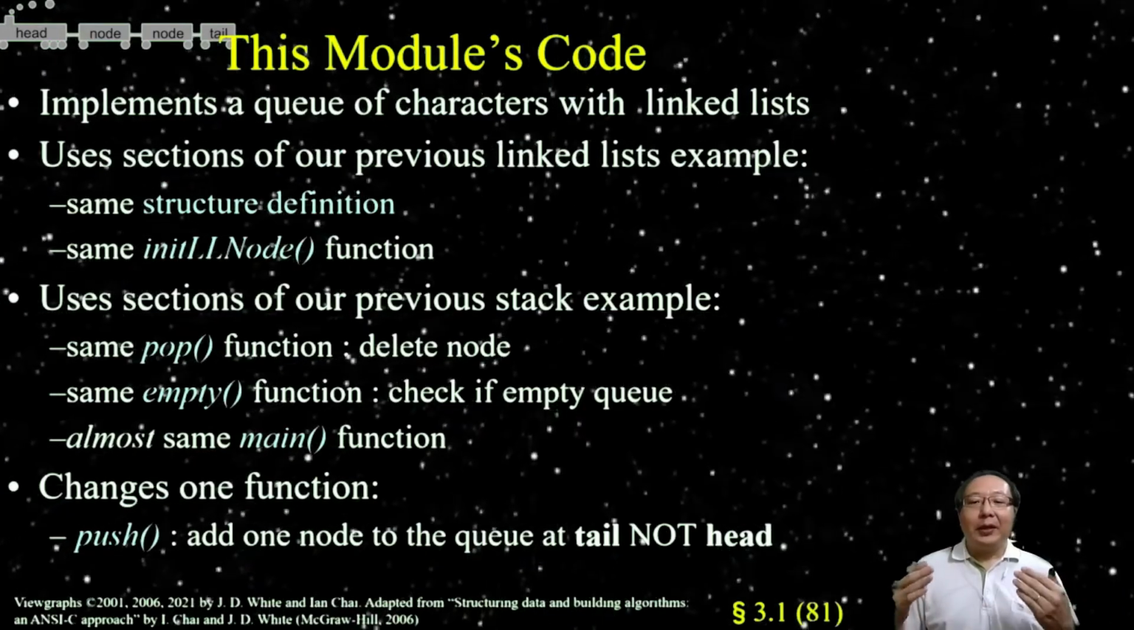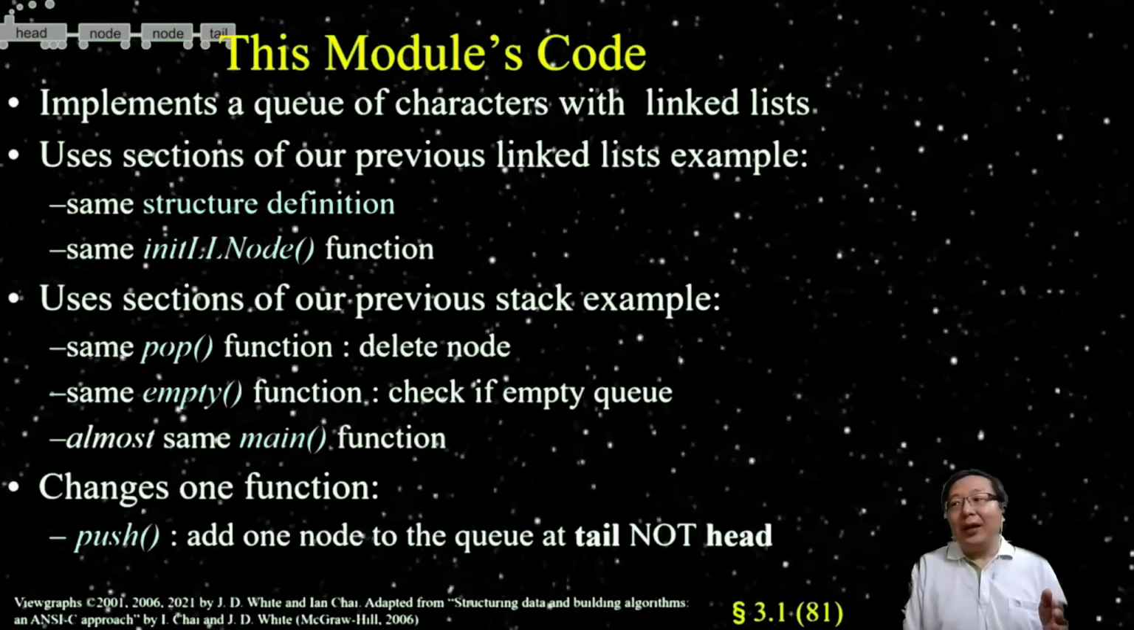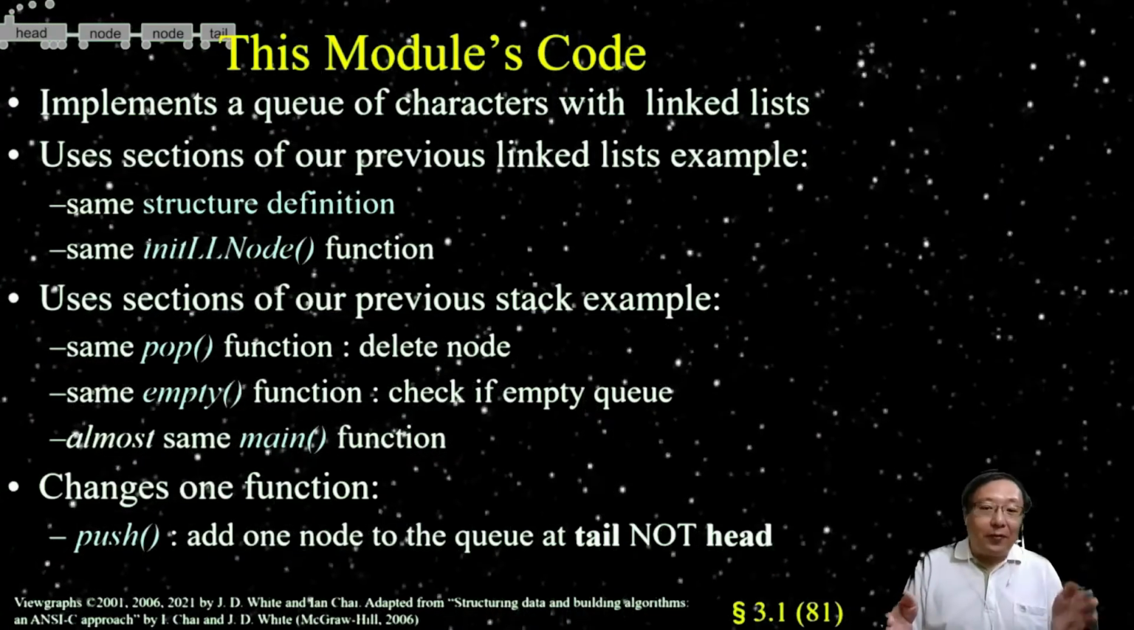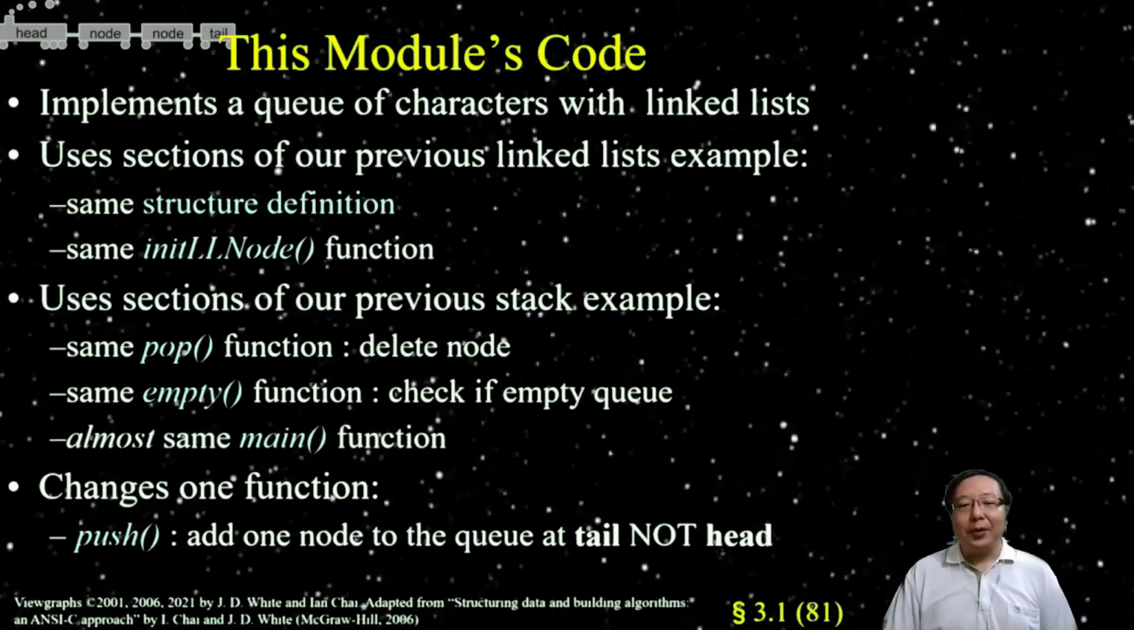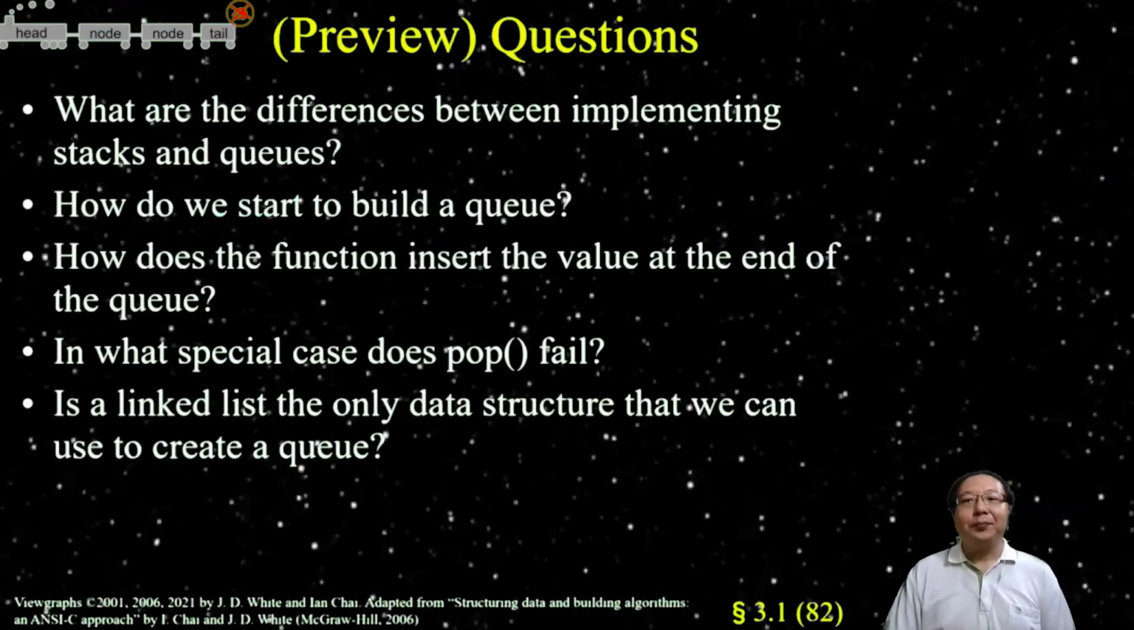But in a queue, you enter the queue at the end of the queue and then you leave the queue from the front of the queue, right? So that's why you want to change it to add to the tail and not the head.